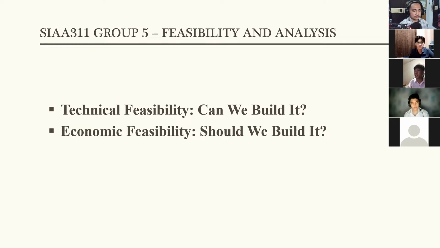Economic feasibility, should we build it? The group 5 conducts the total funds of 50,000 for development cost. The estimated funds for annual operation costs are 6,000, and the estimated funds for annual benefits are 3,000. Group 5 project enhances user experience and increases customer satisfaction.